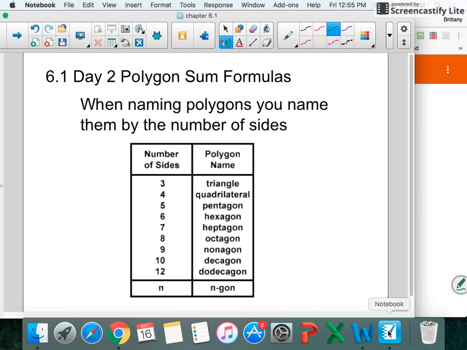So yesterday we talked about classifying polygons. Today we're going to talk about classifying them based on their sides and their angles. So polygons are named based off the number of their sides.